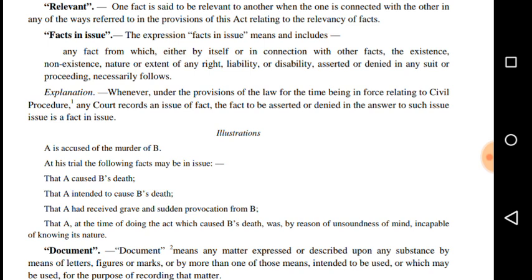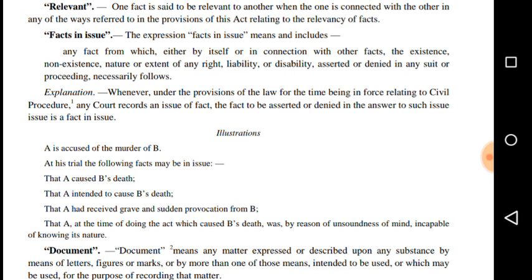So what is this? Any fact from which either by itself or in connection with other facts, the existence, non-existence, nature or extent of any right, liability or disability asserted or denied. It may be existence of any rights or liability or disability asserted or denied. Non-existence of any rights, liability or disability denied. Nature and extent of any rights, liability or disability asserted or denied in any suit or proceeding necessarily follows. That's interesting, and the wordings are really nice.